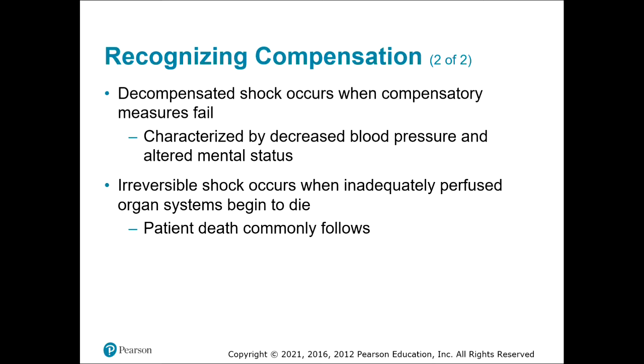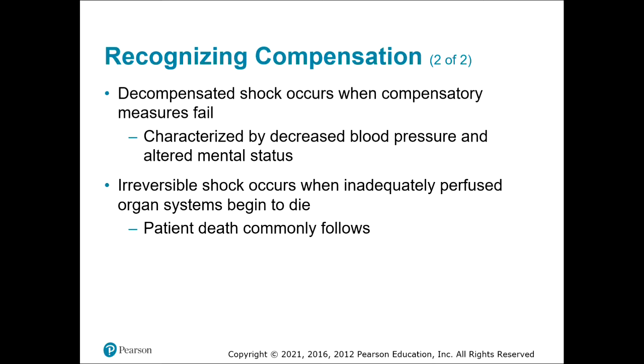Decompensated shock occurs when our compensatory mechanisms fail. It's characterized by decreased blood pressure and altered mental status. So we're seeing high heart rates, high respiratory rates, and now their blood pressure's gone. Now we're really working against the clock. If we find somebody in decompensated shock, first of all, you have to treat what's causing the shock. Try to identify and recognize whether it's respiratory in origin, cardiac in origin, neurological in origin. You have a question? We use this to differentiate what form of shock they're in, mainly by their blood pressure and their mental status.